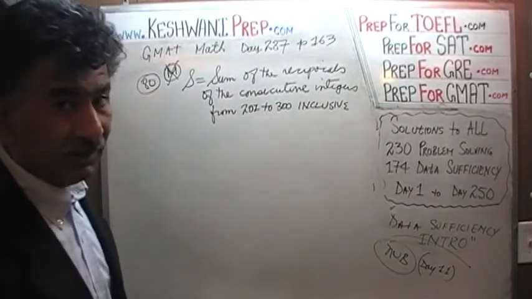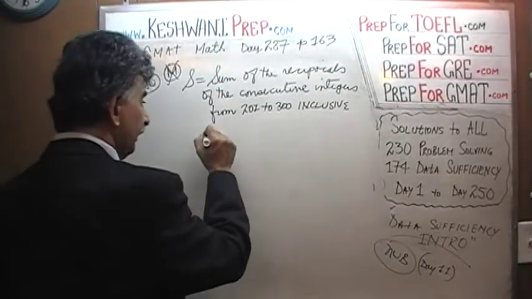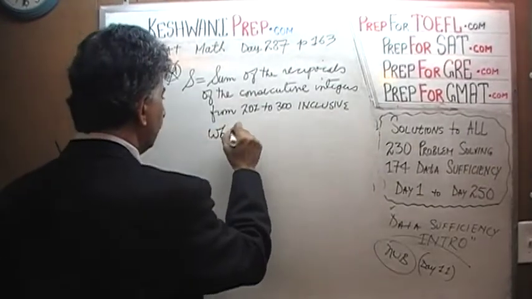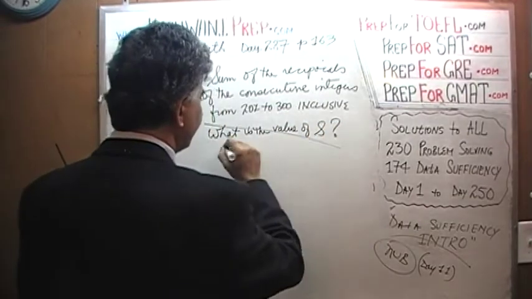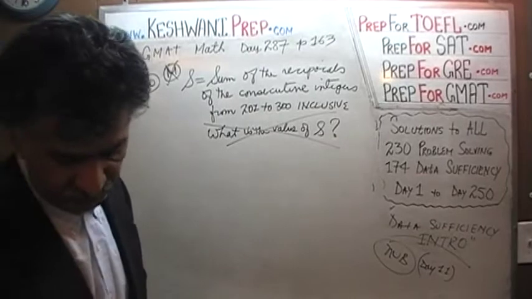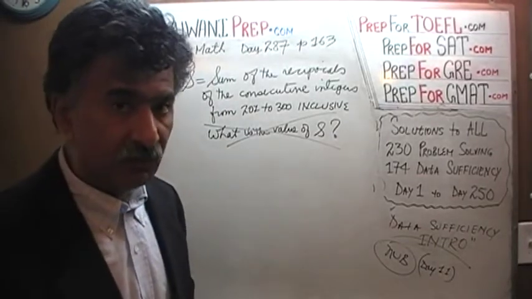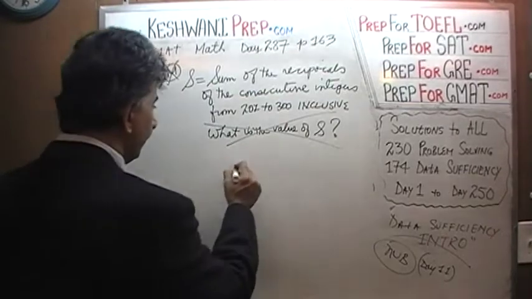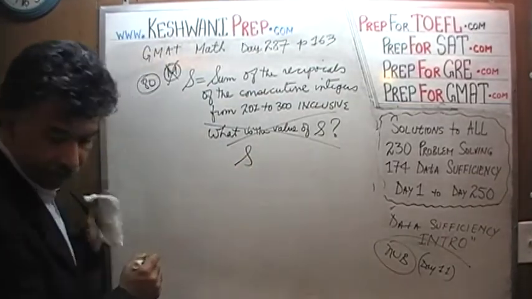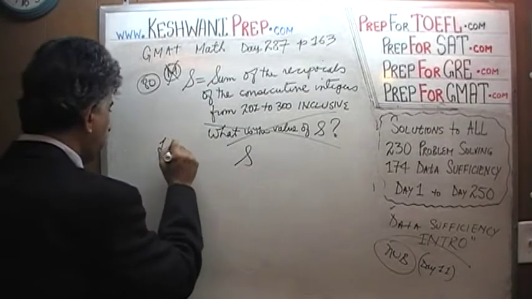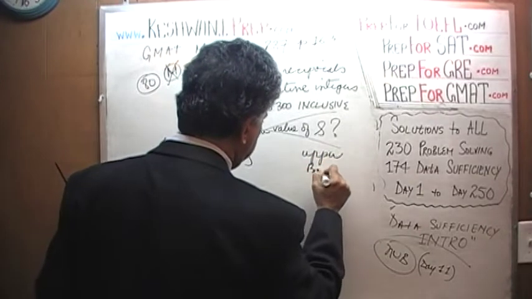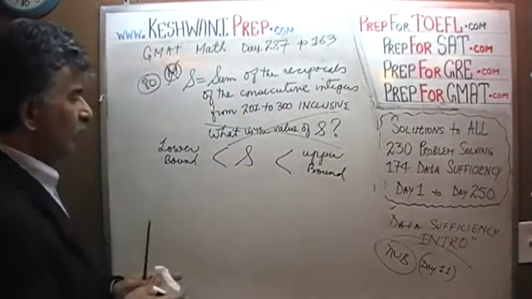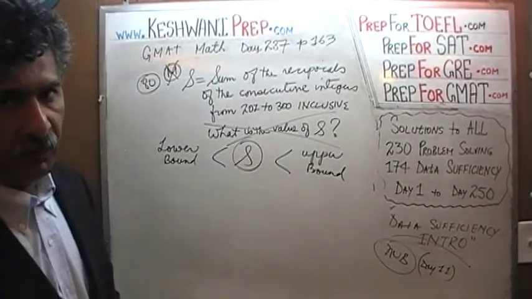What we need to understand is that they're not asking, listen very carefully, what is the value of S. That is not the question here. If you look at the answer choices carefully, you will see that what they're looking for is the lower bound and the upper bound for this value, the sum. What they're looking for is, where does the sum fall?